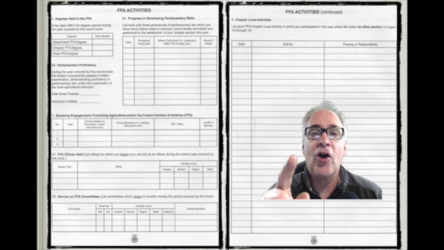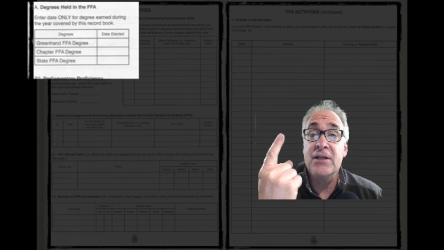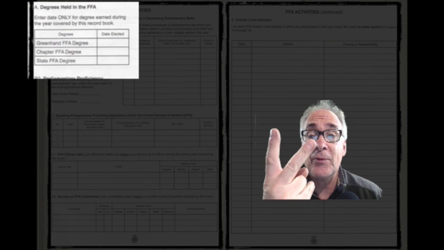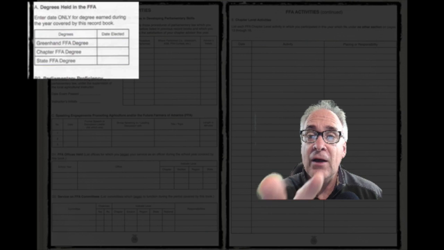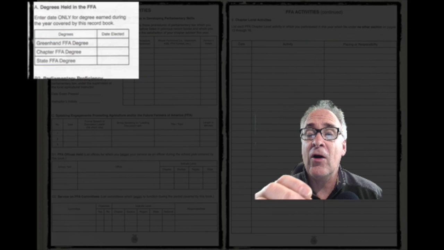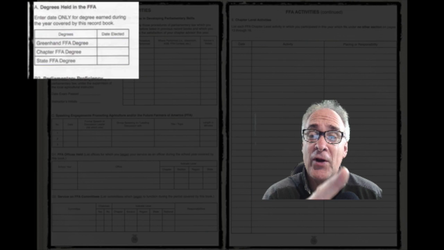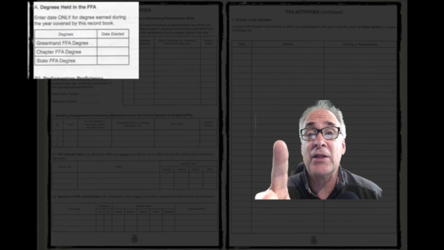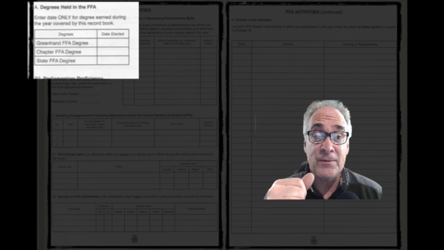Let's first of all start in Section A. Section A is all about the degrees that you hold in FFA. Obviously, there is the green hand degree, the chapter degree, and the state degree. What you'll need to do is select which one you have earned in that calendar year and then put the date by it. For those of you freshmen, we typically will have our degree night in November, and that was for the freshman or the green hand degree recipients as well as the chapter degree recipients. We also tend to recognize the state degrees as well.